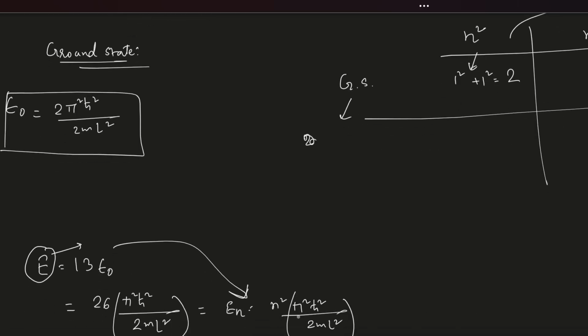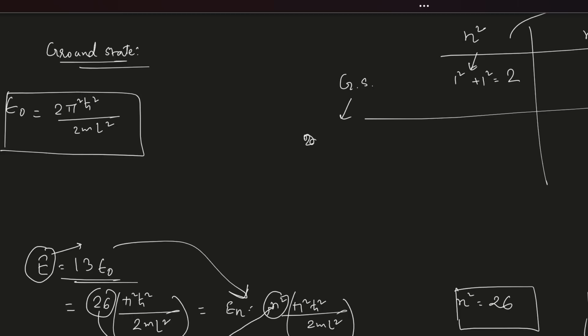So you are left with this n squared is 26. That means n squared equal to 26 has to hold true somehow for the energy to obtain this value. So how will n squared be 26, at what combination of n1 squared and n2 squared? You have to find a combination where n1 squared plus n2 squared will always be 26.